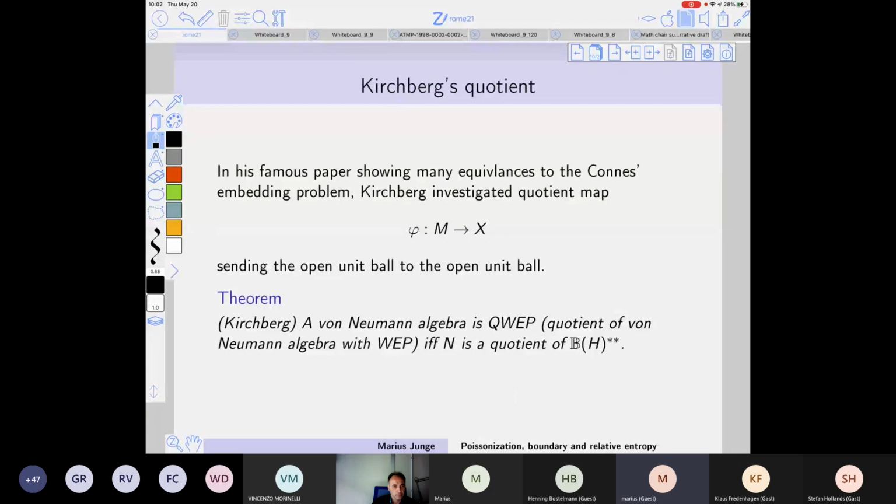Here we go. And this is the work by Kirchberg. I mean, you have probably heard about the Connes embedding problem and the negative solution, which is based on Kirchberg's work. But one of the things he did in his work, he actually started with a von Neumann algebra M. And then he asked, when can it happen that we have a map from M to X which is a quotient map, right? Quotient map means it sends the open ball to the open unit ball. Actually, he wants even to send the closed unit ball to the closed unit ball. Right, he really wants that one. This is the one he's studying.